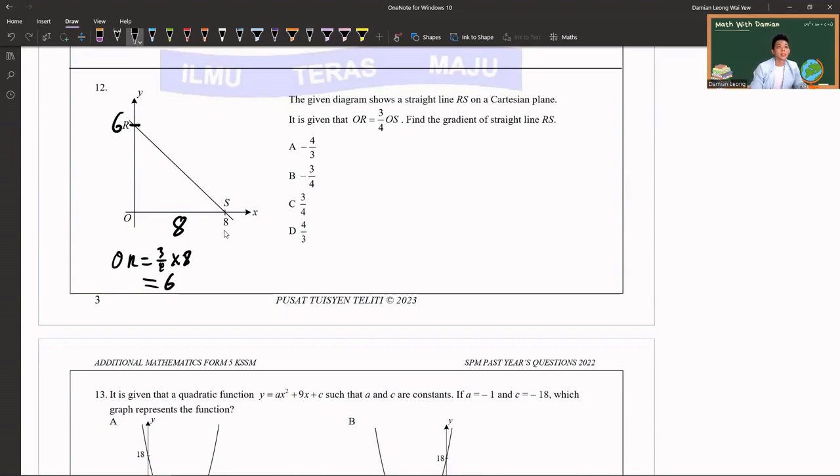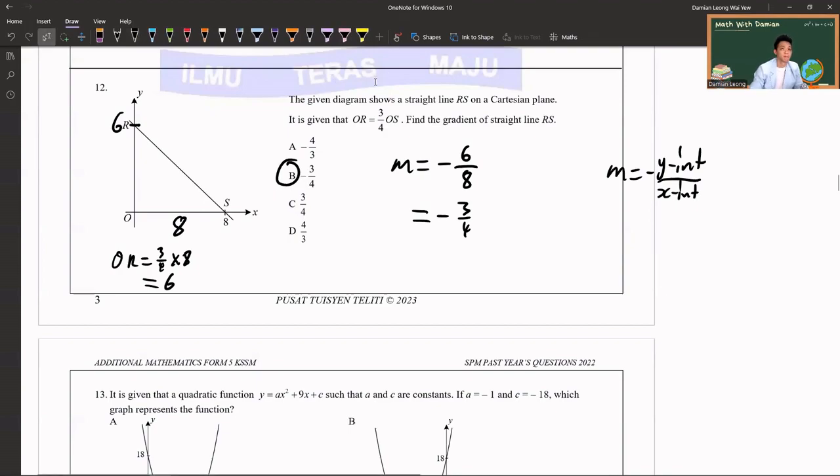So for the gradient of RS, I can use the formula: negative y-intercept over x-intercept, which is given in the formula sheet. However, I've seen a lot of people forgetting the negative sign, even though the formula is given. So make sure you don't make that mistake and have that negative gradient. Negative y-intercept 6 over x-intercept 8. Simplify, negative 3 over 4. Answer B.